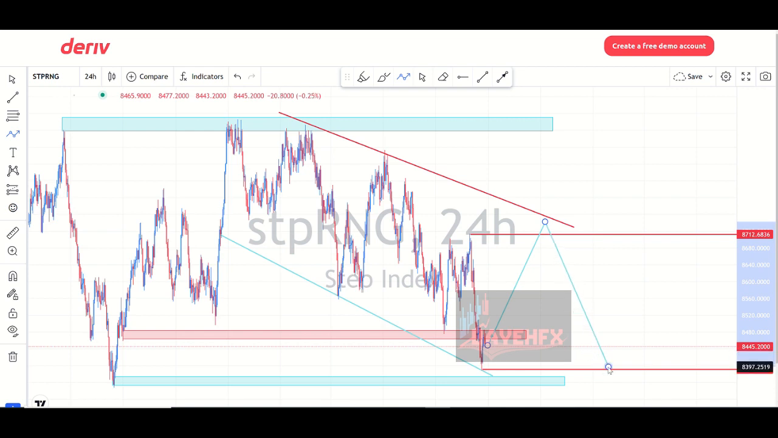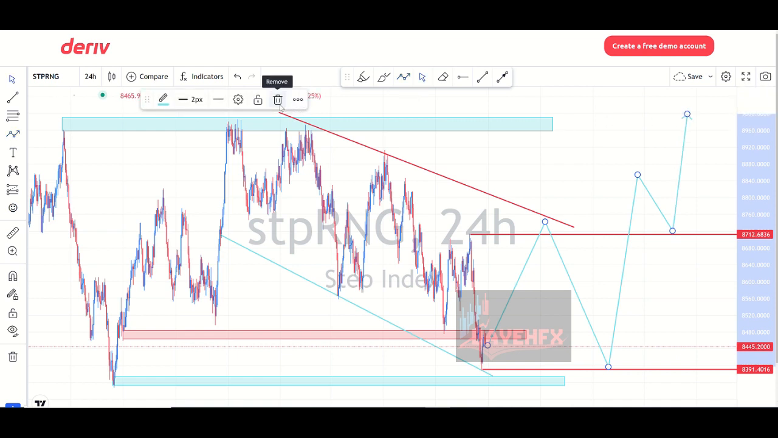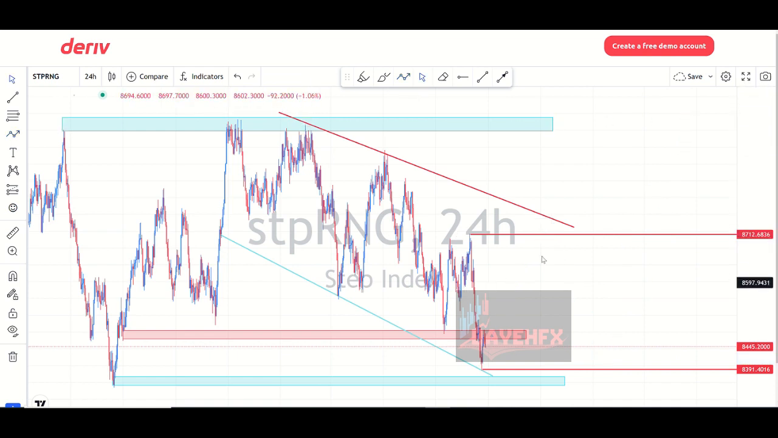But if it is to continue up, then we need to break this high, and then continue the bullish trend to the upside. Step index: the overall pattern on the higher time frame is still on the south. So we already know our direction, right? It's on the downside. We have touched the buy side liquidity, so we're looking to break more highs.